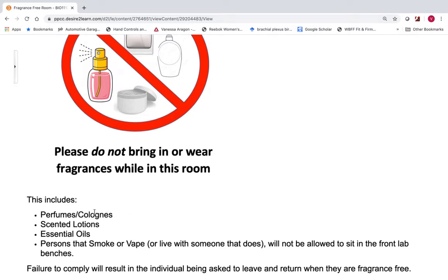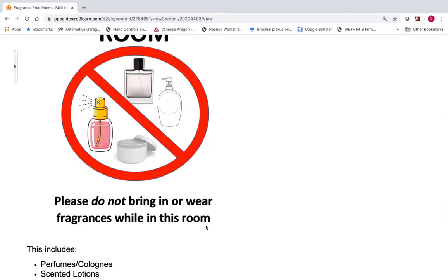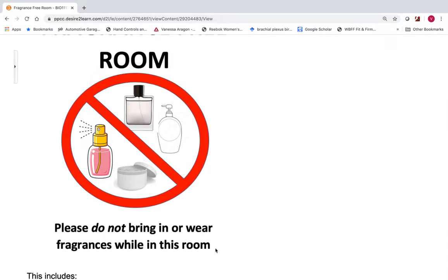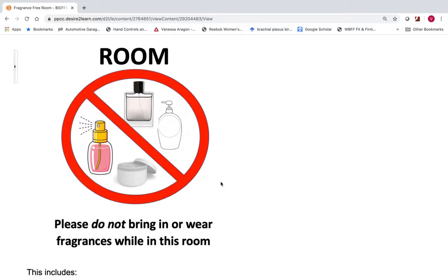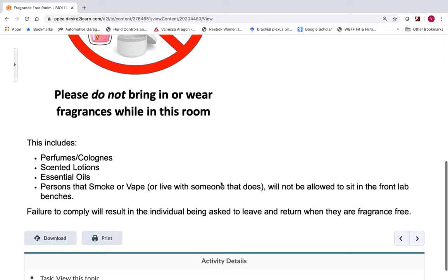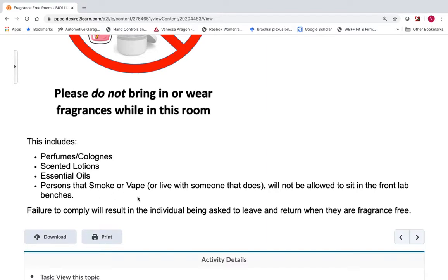Perfumes, colognes, scented lotions, essential oils, persons that smoke or vape. I can't tell you not to smoke or vape. I can tell you not to wear perfumes and any scents to come into the lab. If you come in wearing any type of scents, I can ask you to leave and return when you are scent free. But persons that smoke or vape, I cannot tell you to do that. What I can do is say you cannot sit in the front of the lab. Being close to me will trigger my reaction.